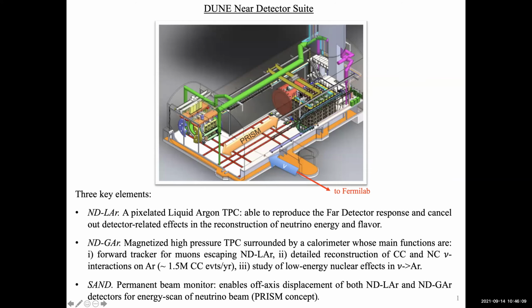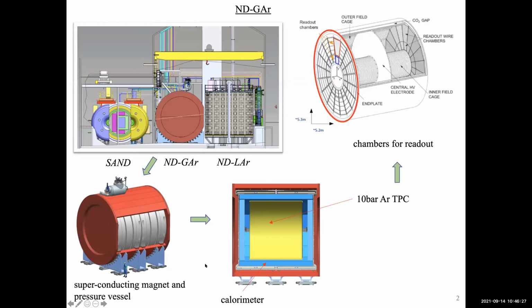And so while these two detection systems move across the beam axis, there is another one that should stay permanently as a beam monitor, and this is called SAND. That is a spectrometer that in principle serves as a beam monitor but has its own program.